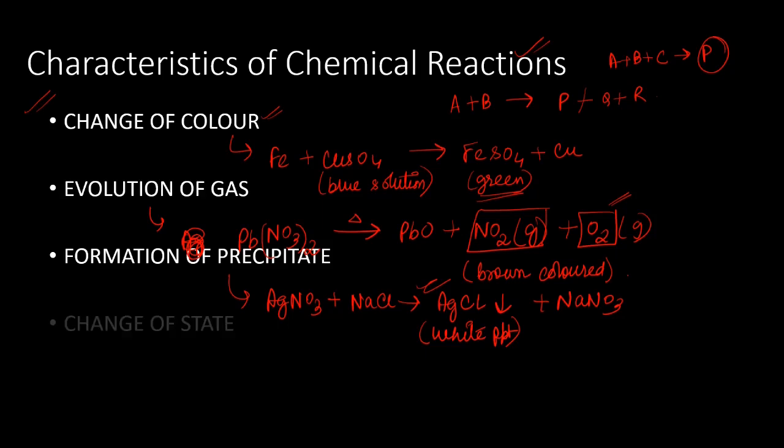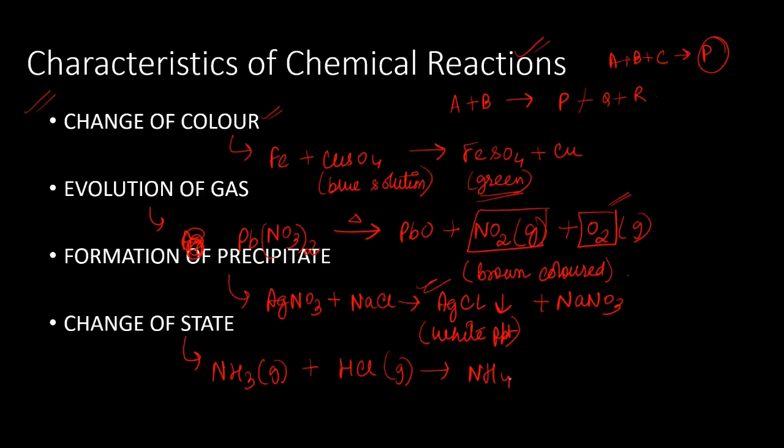No other way out. Last is change of state. Very common example is NH3 plus HCl combines to form NH4Cl. So two gaseous compounds combine to form a solid compound. Here I can also mention that this is yellow colored. Lead oxide is yellow in color.